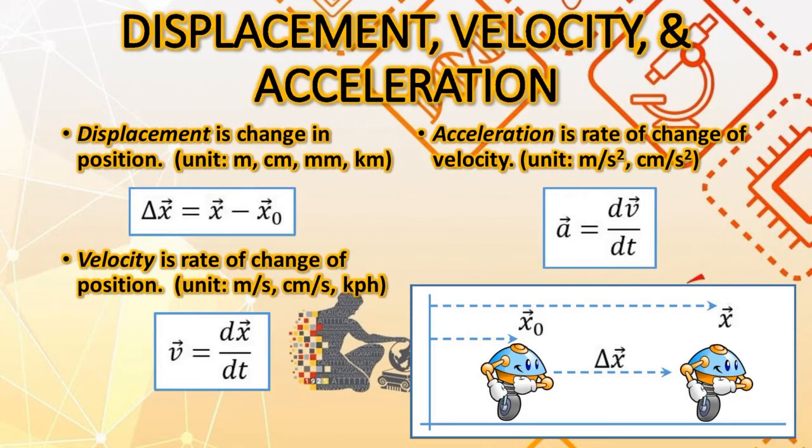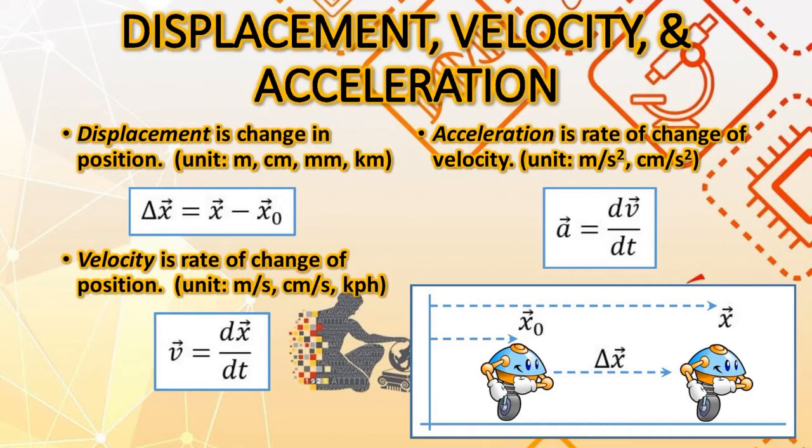Motion along a straight line, so we'll limit our motion to be along a straight line, either along the x-axis or along the y-axis. For the x-axis, position is described in terms of the variable x. And when the object moves from position x naught to final position x, there is a change in position, delta x, which we refer to as the displacement of the object. Variable for time is t.